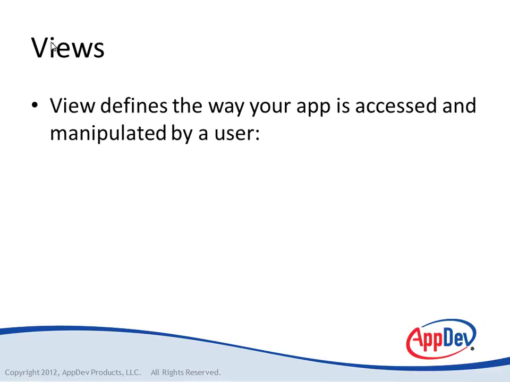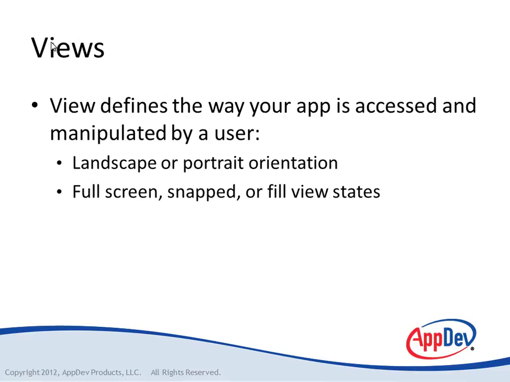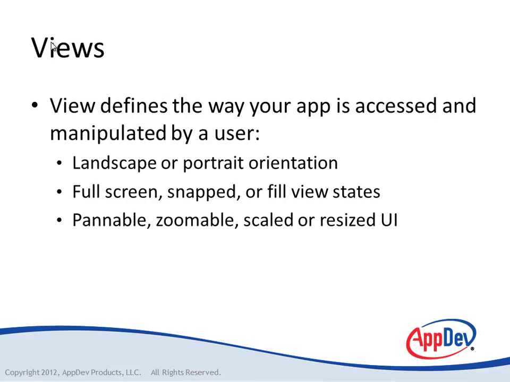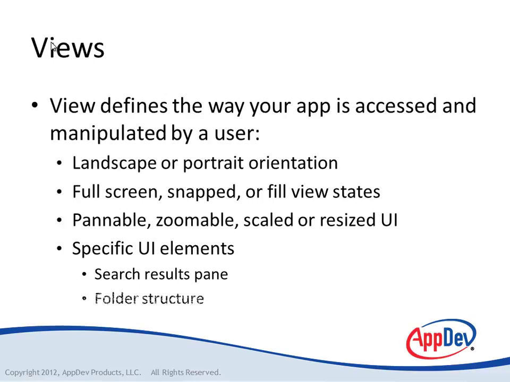A view defines the way your app is accessed and manipulated by a user. For example, landscape or portrait orientation, full screen, snapped or fill view states, panable, zoomable, scaled or resized UI, and specific elements can help with this. And specific UI elements that can be involved, including the search results pane and the folder structure. All these represent different views that might be used as part of your application.